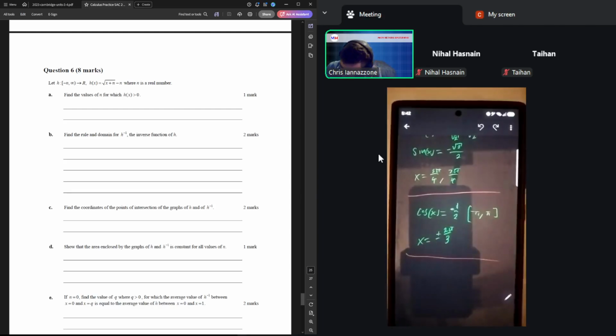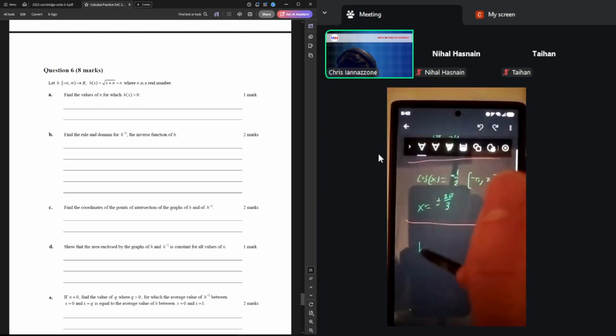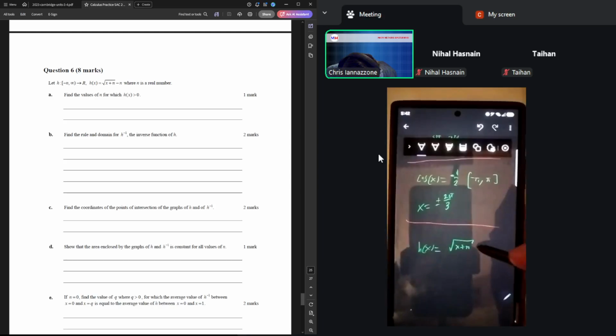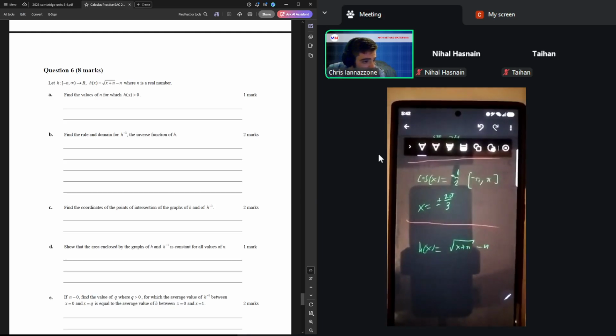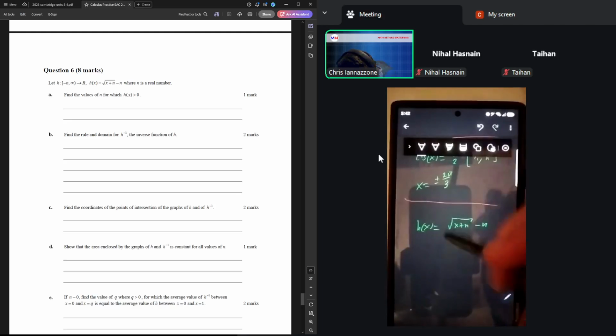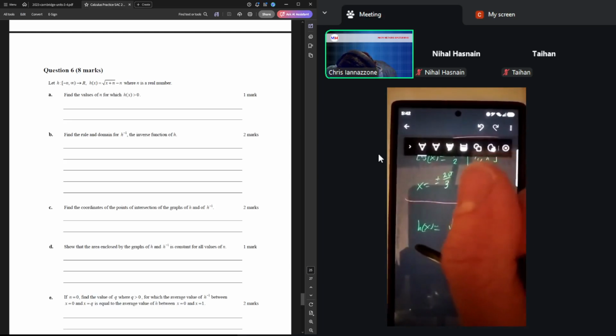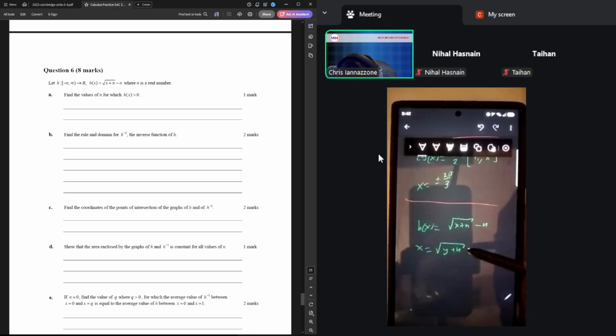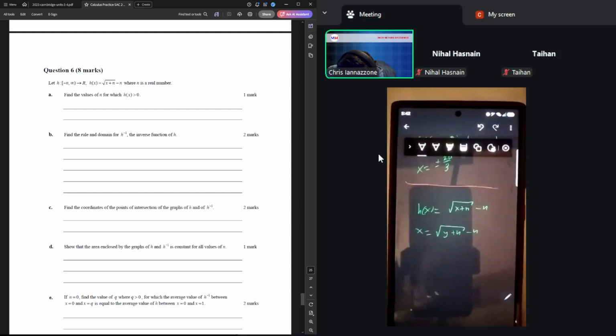So we've got h is equal to square root x plus n minus n. First step of inverses is to swap the location of the x and y. x equals root y plus n minus n, and then rearranging for y.